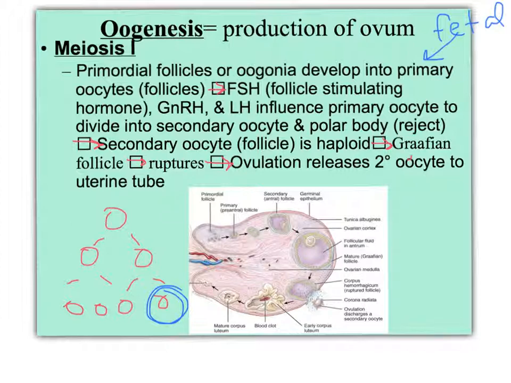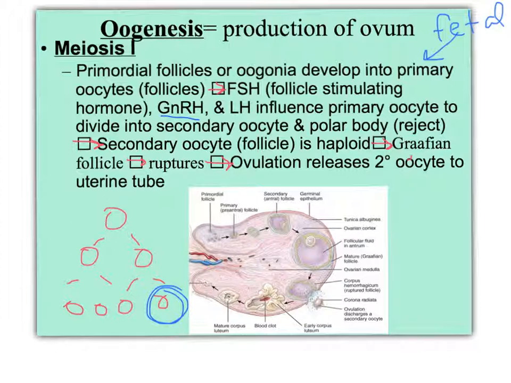So at this point, once the female hits puberty, then we have a cascade of different hormones that occur. We've already heard about GnRH when we talked about the male, gonadotropin-releasing hormone. FSH and LH come from the anterior pituitary gland, and they stimulate that primary oocyte to make that division into what we call a secondary oocyte.